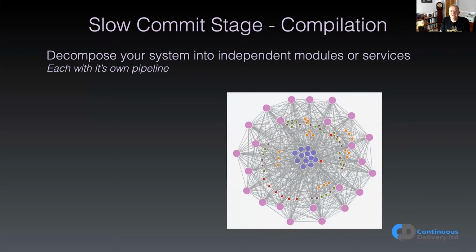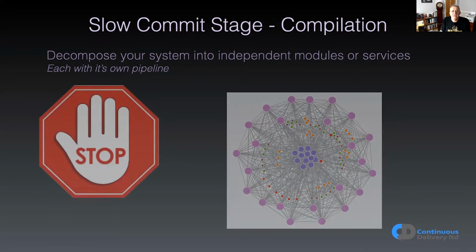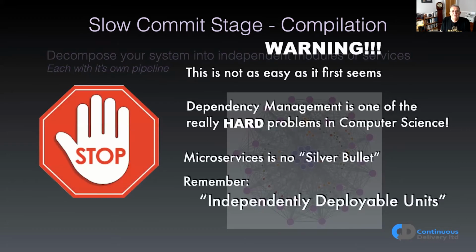Decompose your system into independent modules or services, each with its own pipeline. There's a problem with this, though. This is trickier than it looks. It sounds like the obvious answer, but dependency management is one of the genuinely hard problems in computer science. And microservices are no silver bullet.